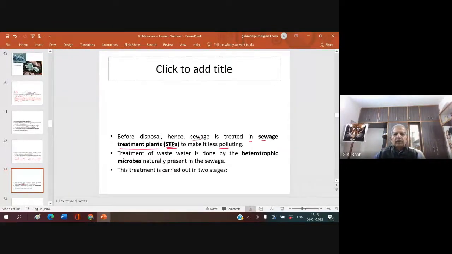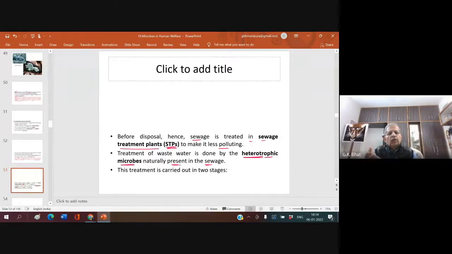Treatment of wastewater is done by the heterotrophic microbes, microbes which are dependent on others for food and do not synthesize their food on their own. They are naturally present in the sewage. Microbes only, they treat the sewage.